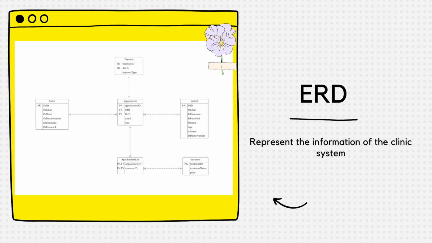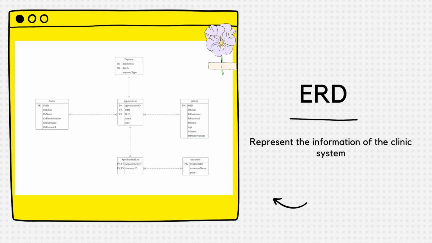Hi everyone, I will explain Agenda 1, which is the Entity Relationship Diagram, ERD. In this ERD, there are 6 entities: doctor, patient, appointment, appointment list, payment and treatment. For the doctor entity, we have 6 attributes where the primary key is doctor ID. Next is appointment, where the primary key is appointment ID, and the foreign keys are patient ID and doctor ID.